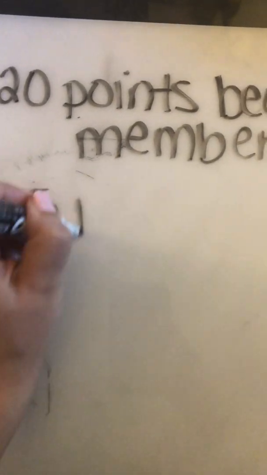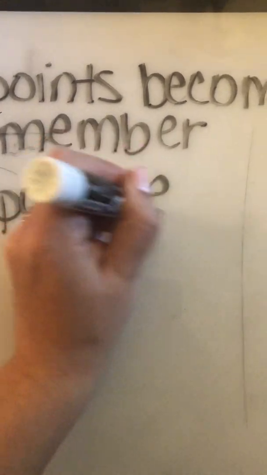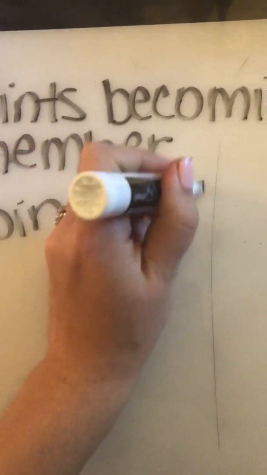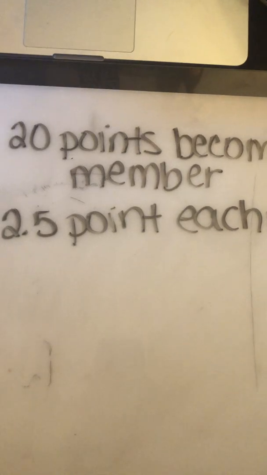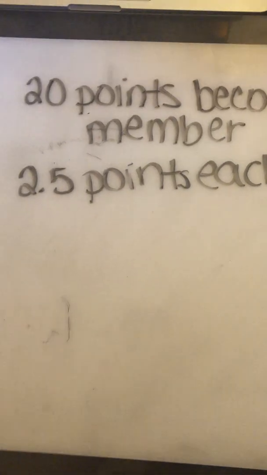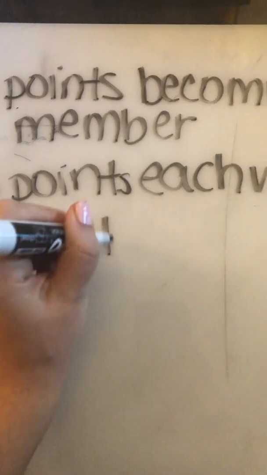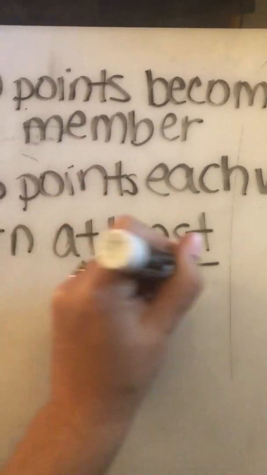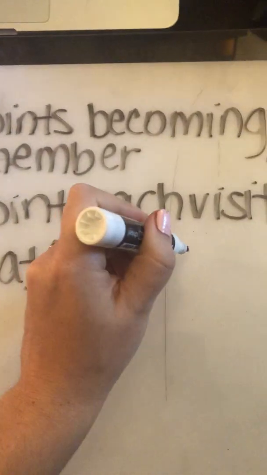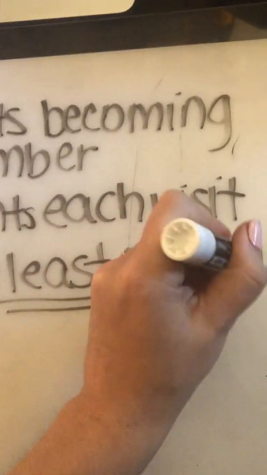You're going to earn 2.5 points each visit. So each visit you come, you're going to earn 2.5 points, okay? I should make that plural. And then in order to get a free game card, you need to earn at least, we'll make it 50 points. Okay, so the question is going to ask you to write an inequality that models this.